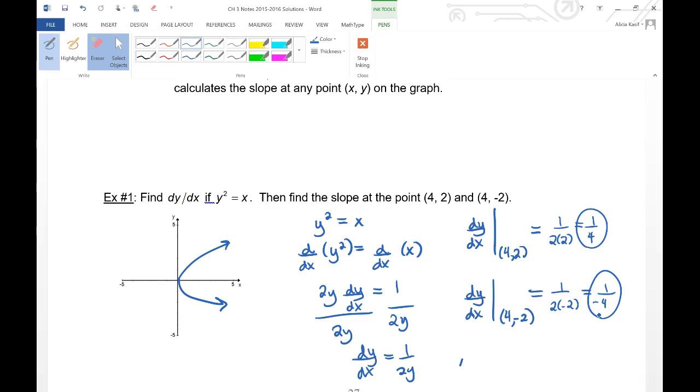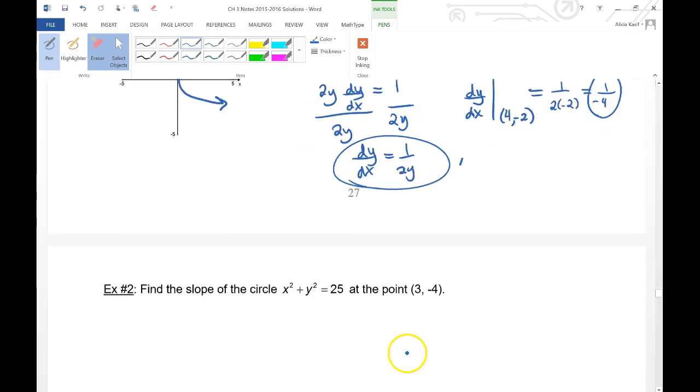So remember, what was my formula? It was 1 over 2y, so I didn't have to plug in x at all. That was kind of irrelevant in this case. We just needed to know the y value. Remember, this is y squared equals x. Think about it the other way around. When I had y equals x squared, and I did the derivative, I just had to plug in the x, right? You didn't need to know the y value. This is kind of like the inverse of that.